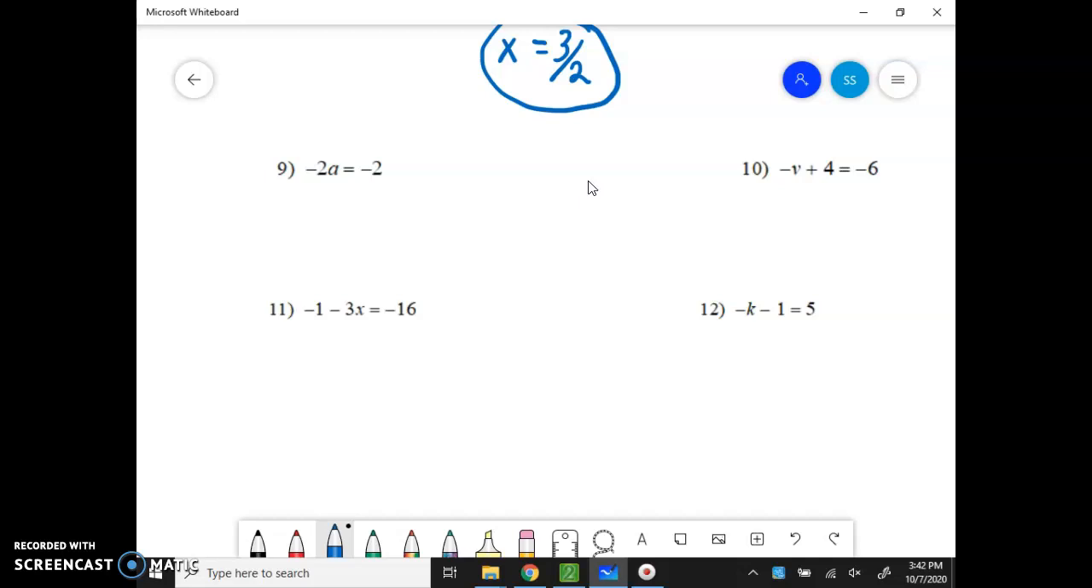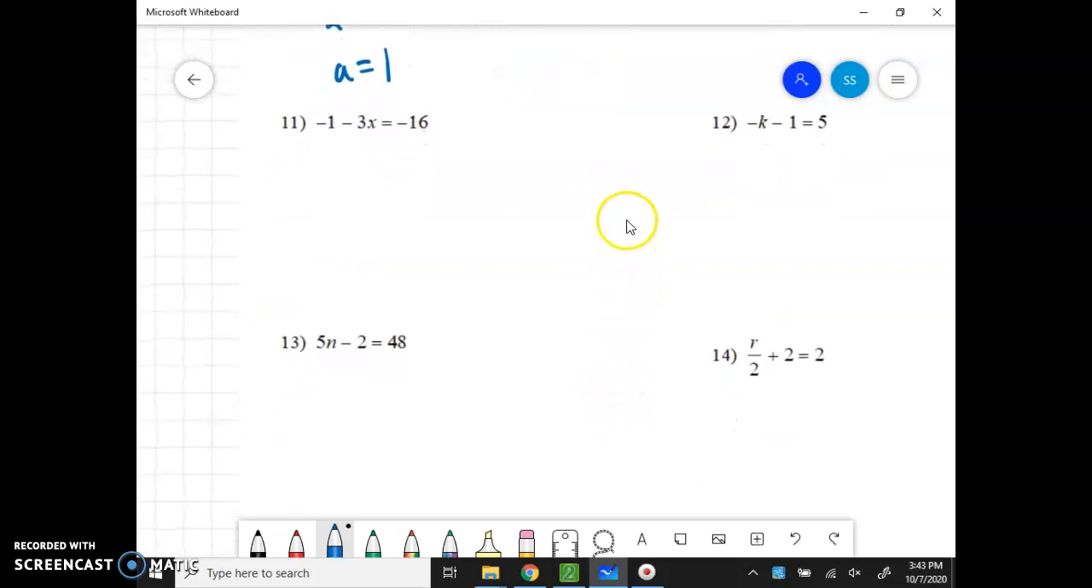So just keep in mind, we always have to divide by the exact same coefficient. So if this is a negative 2, we need to make sure that we are dividing by negative 2, not just 2. It's a very common mistake that I see made by students. All right, so negative 2 divided by negative 2 is going to equal positive 1a, and on this side negative 2 over negative 2 equals 1. So there we go, a equals 1.